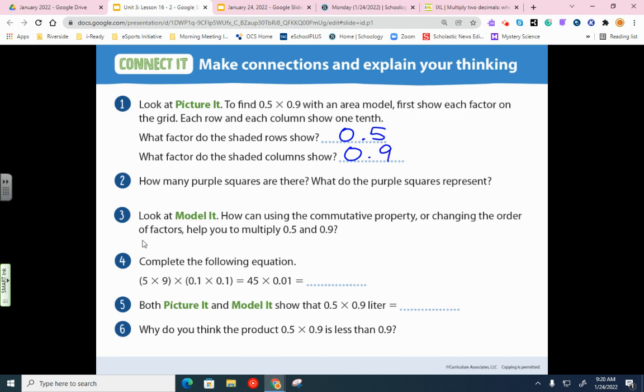How many purple squares are there? There are 45 purple squares. And since each square is worth 1 hundredth, that means it is 45 hundredths. Now below that on the previous page, how can using the commutative property, or changing the order of factors, help you multiply 5/10 and 9/10?